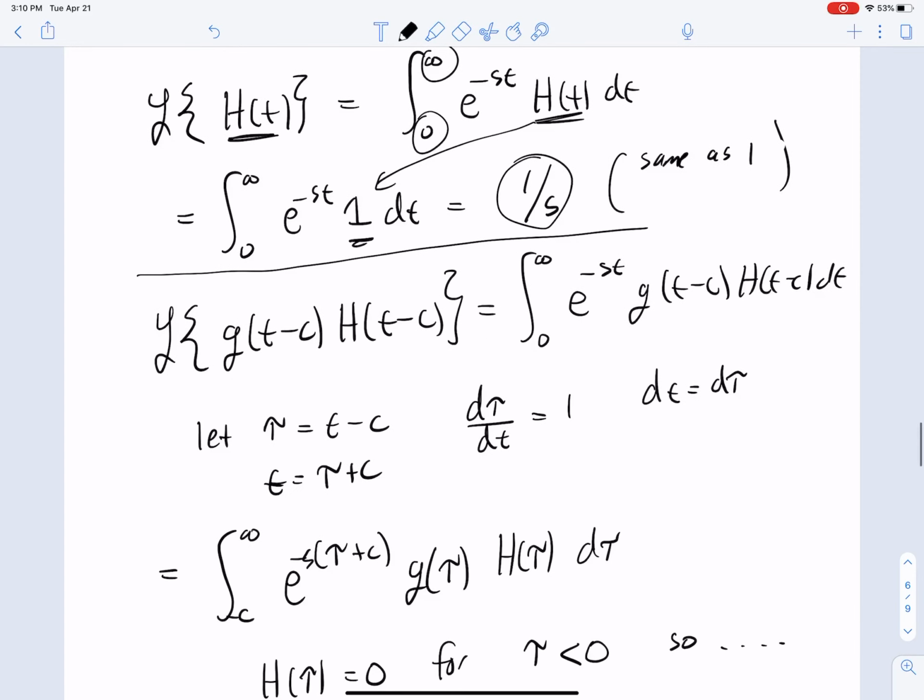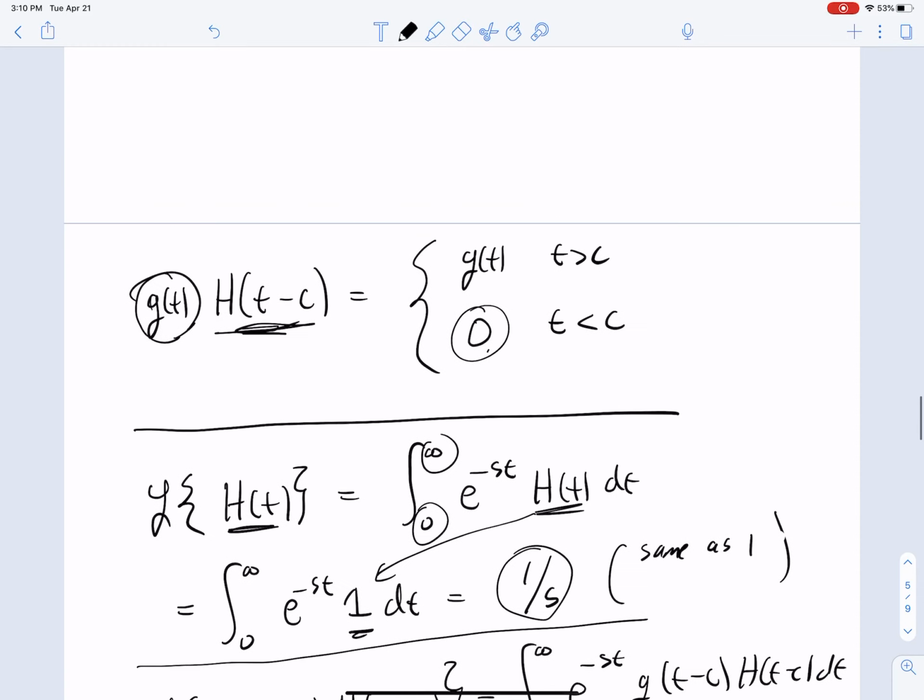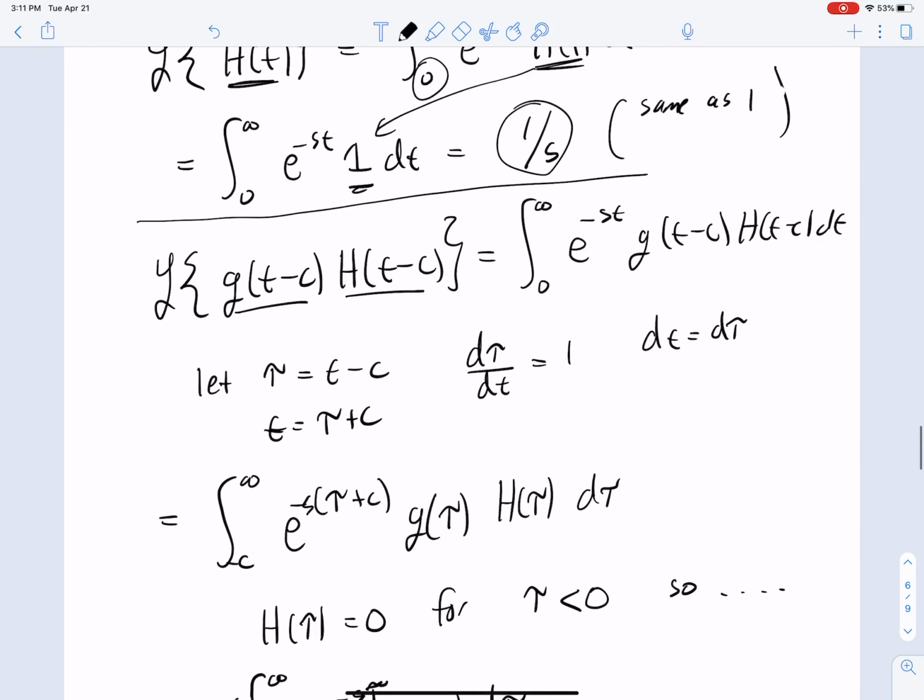Okay, now let's think about taking the Laplace transform of our more general g of t, h of t minus c. And we're going to write this as g of t minus c times h of t minus c. It doesn't matter too much, but it makes our formulas much nicer if we work it out in this way. All right, so fill this in, right? So all I'm doing is applying the definition of the Laplace transform here.